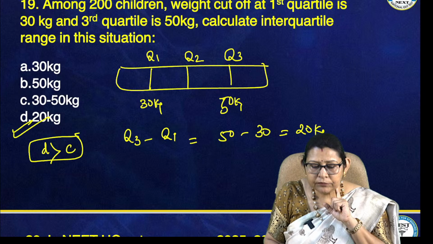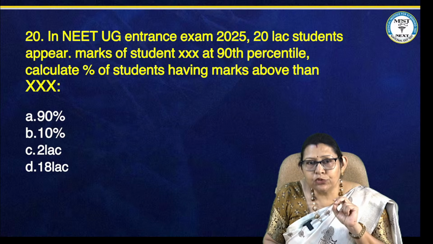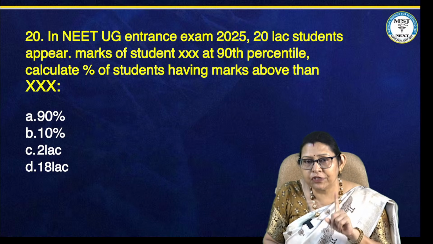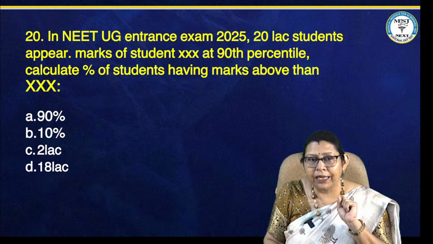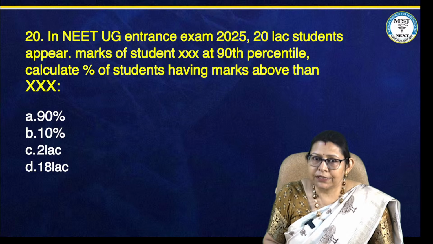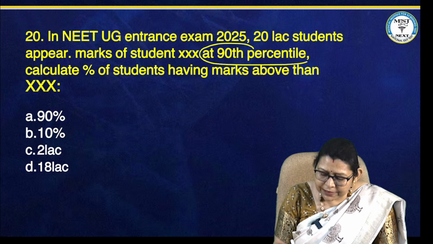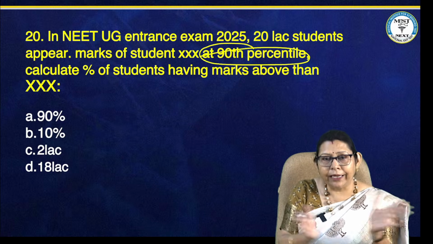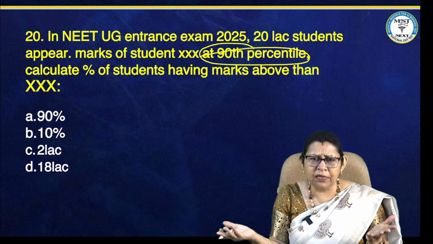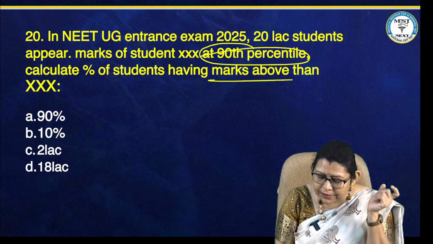Now coming to the next: in the NEET UG entrance exam 2025, 20 lakh students appear. The marks of a student is at the 90th percentile. Calculate the percentage of the students having marks above this student. So very again important concept. The 90th percentile means that 90% are having below and 10% is having above. A simple concept based question. So they are asking how many students are having the marks above.